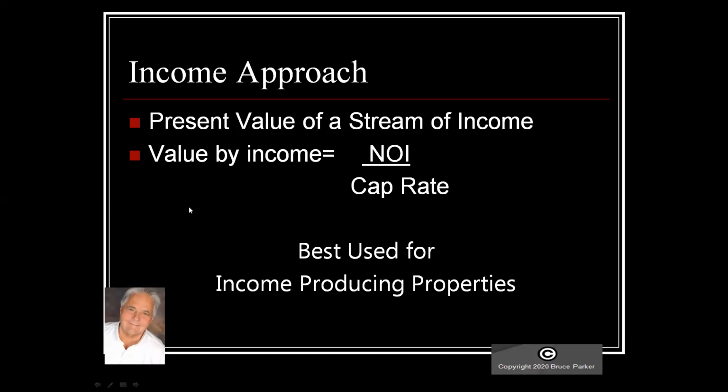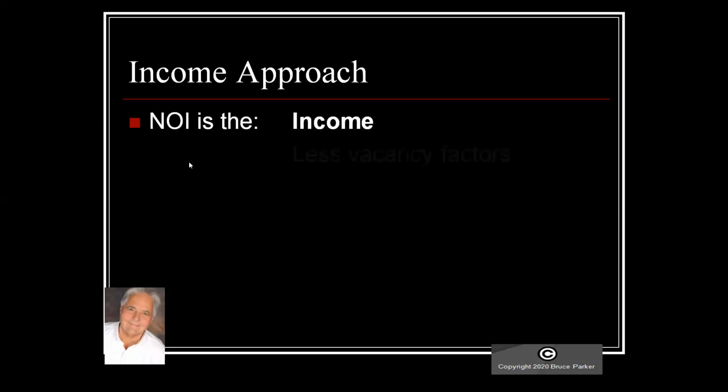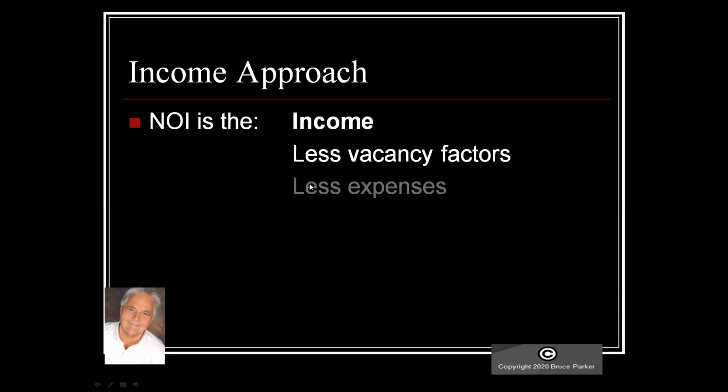Net operating income divided by the cap rate gives us this number. What's the value of the stream of income? So in our income approach, we have some terms we have to define. The NOI is the income, and we're going to take the income less vacancy factors, because you normally would factor in a 3% or a 5% vacancy factor. You might put in a 0% vacancy factor if you never have any vacancies. Then you're also going to subtract any expenses you might have, and any taxes you might have, but you do not subtract debt service. You do not subtract your mortgage payments.